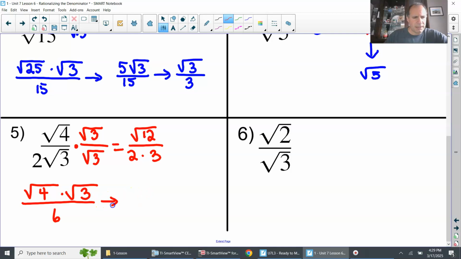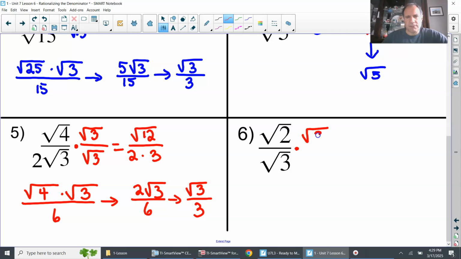And then we're going to put an arrow, and this is 2 radical 3 over 6. And then finally, we're going to reduce that to radical 3. Right? 2 goes into 2 once. 2 goes into 6 3 times. And that's your final answer.